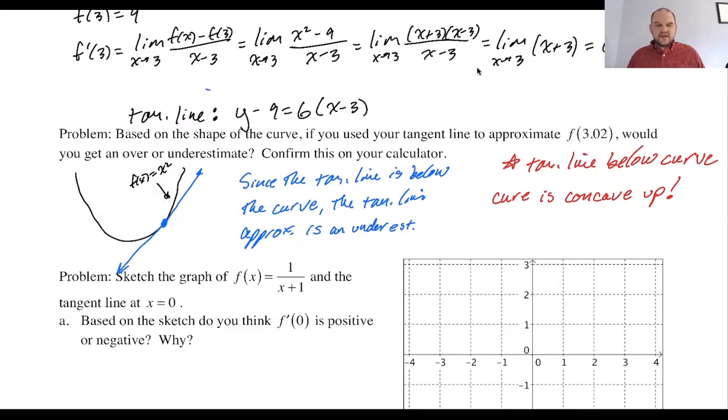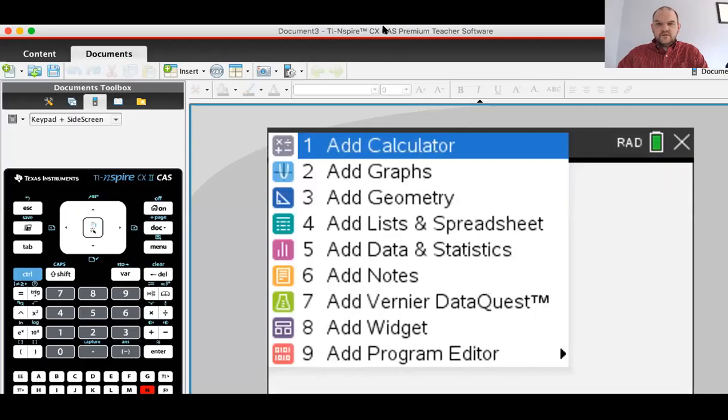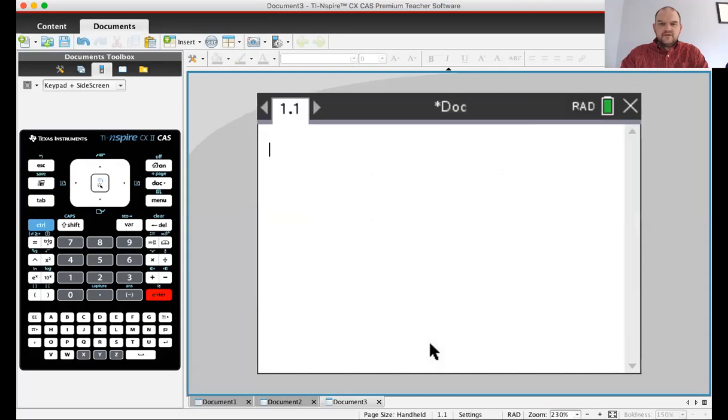All right, let's use a calculator to see if this is true, if we get what we're expecting. So give me 1 second to get this going. Calculator page, here we go. Okay, so new document, I guess. Calculator, f of x is x squared.